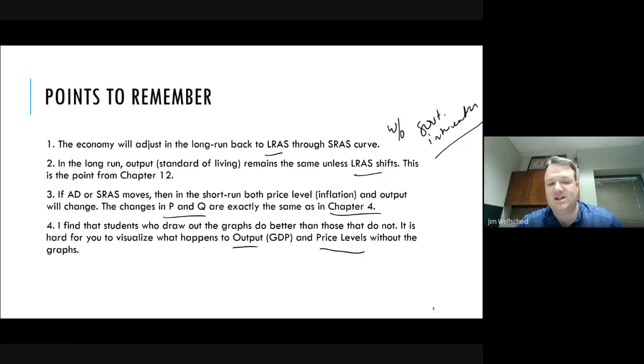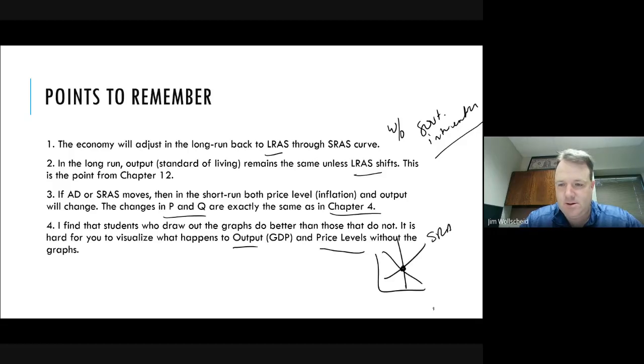On each of these tests, I let you use scratch paper. Draw the graph. You should start with, okay, I'm here. So I shift aggregate demand. Well, what happens? Short run prices definitely increased, as did output. But I know in the long run, I can't change my output, so somehow I have to get back there. It's easier to do when you visualize and draw the graph out.